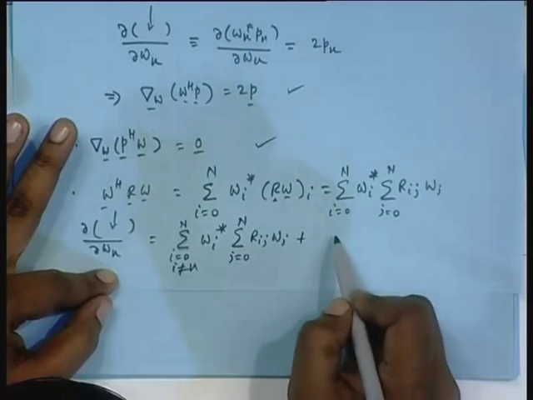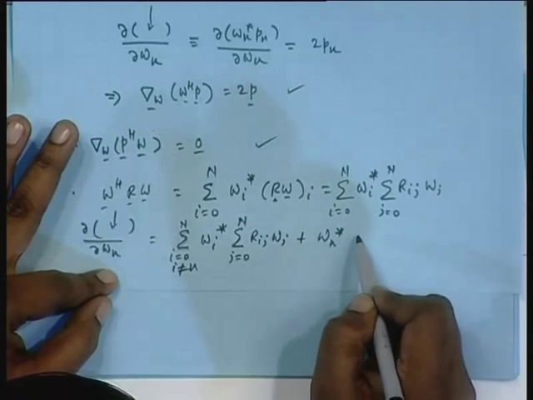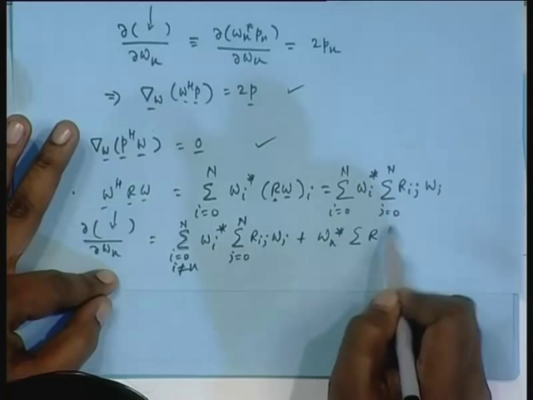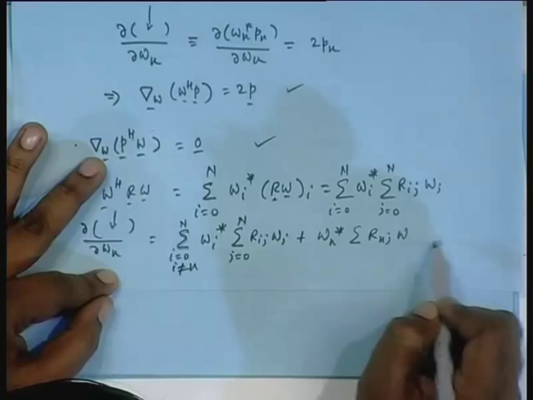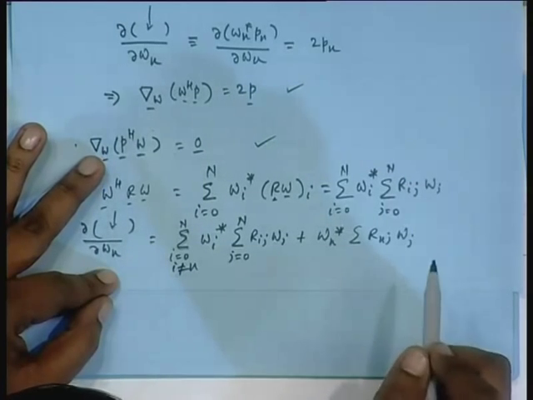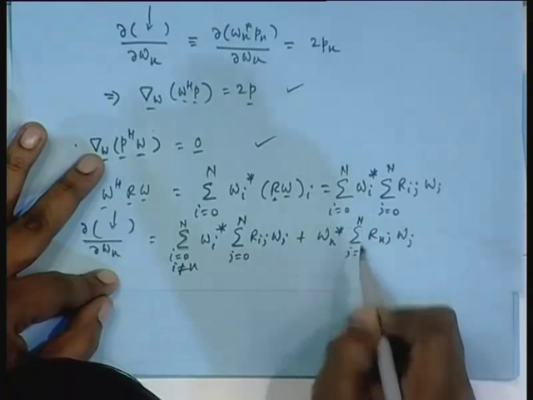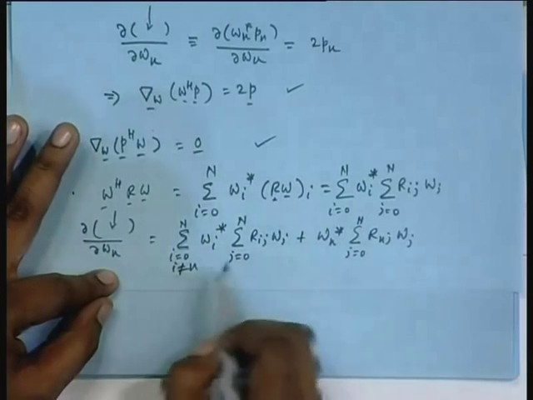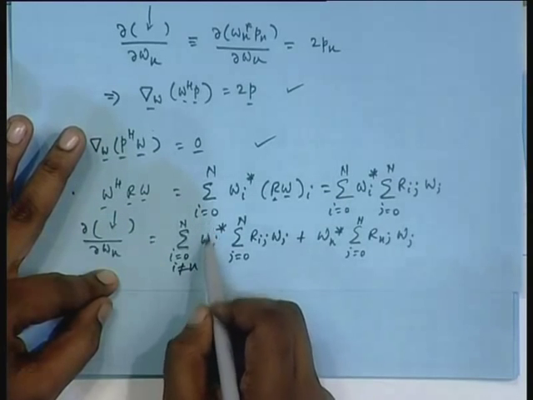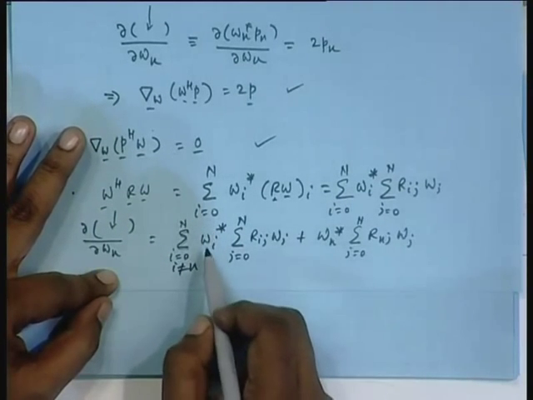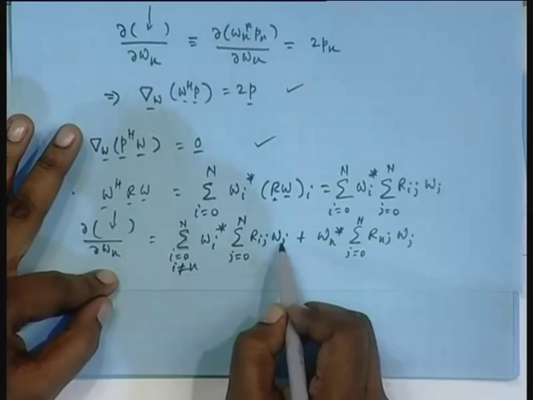And then the i equal to k case. I equal to k means k j W j. Okay, I have to differentiate this with respect to W k. So, here W k does not occur, but for each W i star, there is a summation in which W k occurs when j equal to k.